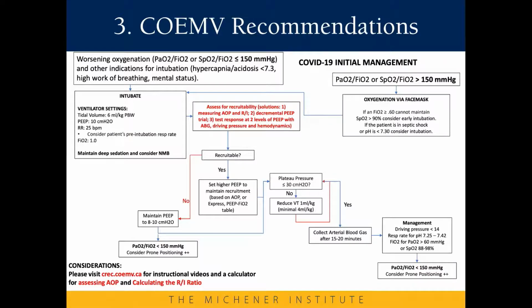So next is the recommendations from the Center of Excellence of Mechanical Ventilation in Toronto, Ontario at St. Michael's Hospital. And so this is the flow chart they have come up with for the initial management of COVID-19. So we can see that our patient is having worsening oxygenation with a PF ratio or an SpO2/FiO2 ratio. So if you can't get a blood gas, they allow you to use a saturation instead, less than or equal to 150 millimeters of mercury.